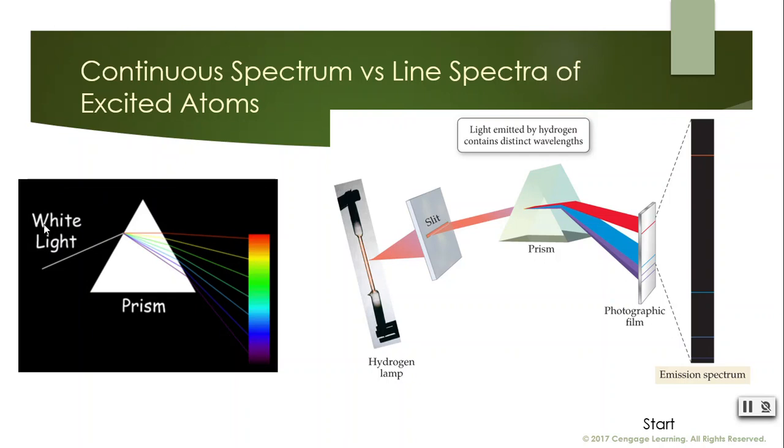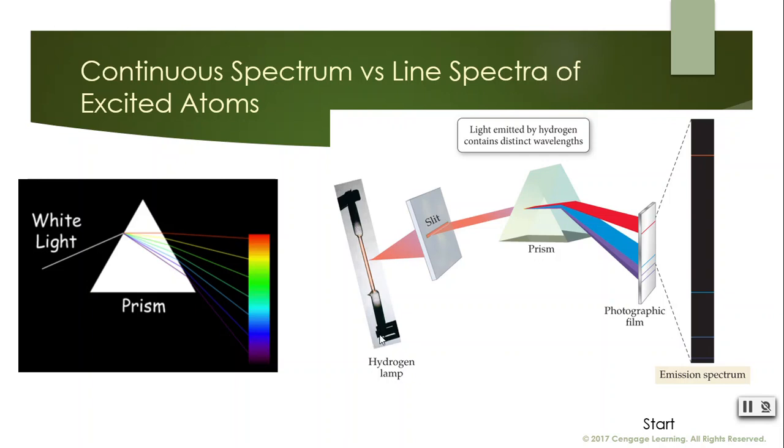So we say that white light gives us a continuous spectrum. We see the entire visible region of colors for white light. We see something very different once we change our sample from white light to a sample of atoms in a gaseous state, in this case hydrogen.